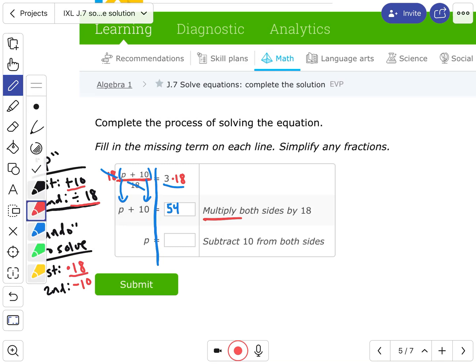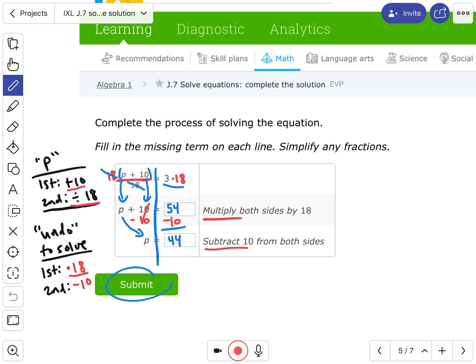And then the next thing we're going to do is subtract 10 from both sides. So I'm going to show that by doing this. And then 10 minus 10 is nothing, is 0. So then we don't need to write that on the left. It's just p. And then 54 minus 10 is 44.